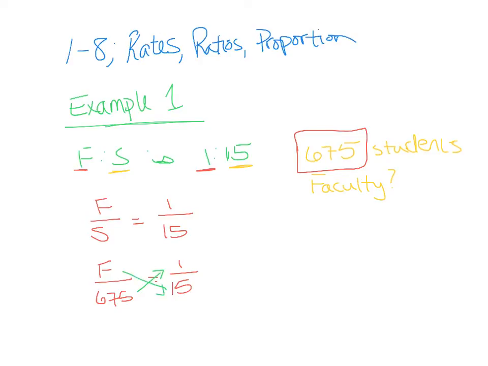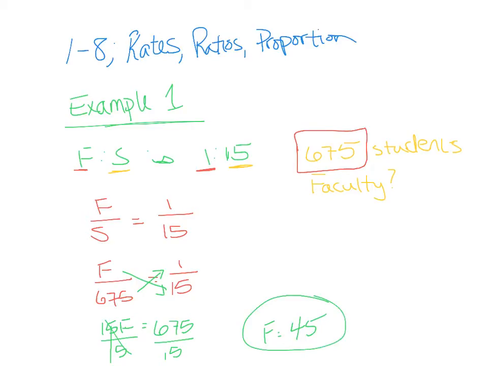So, f times 15 is 15f, and 675 times 1 is 675. Then we solve for f by dividing by 15. And the answer is 45. So there are 45 faculty members at that college. So on that problem, if they would have given us the total number of faculty members, we would have put it in for F for faculty and then solved for S. Alright?